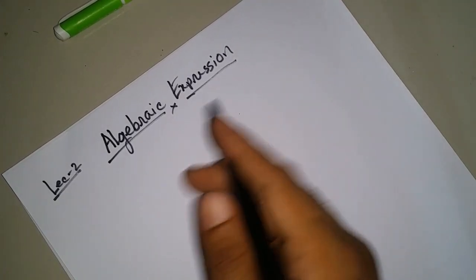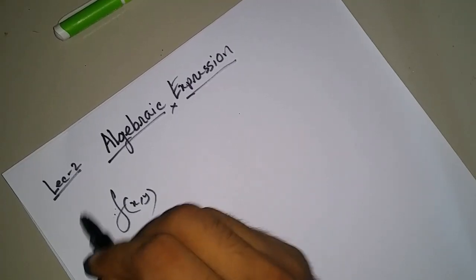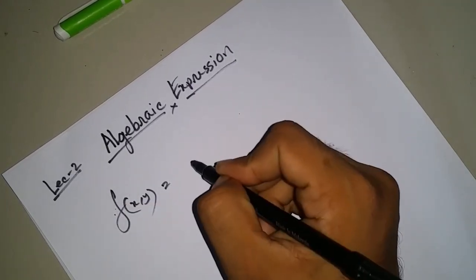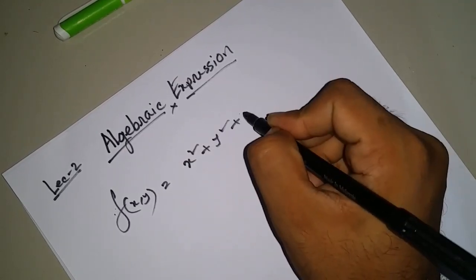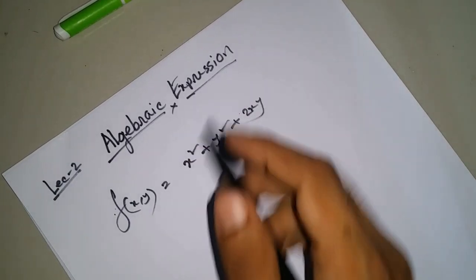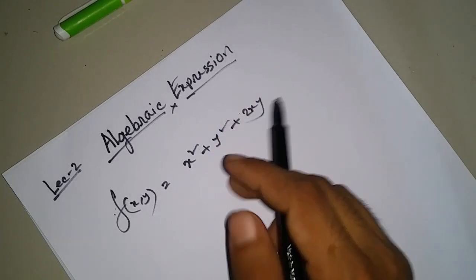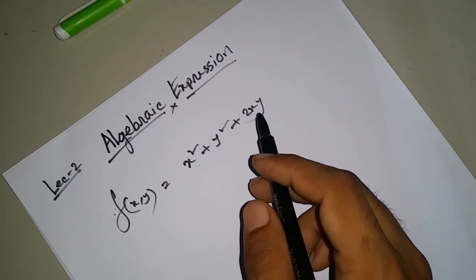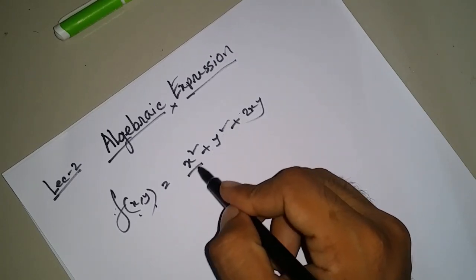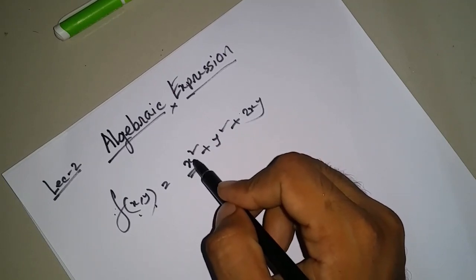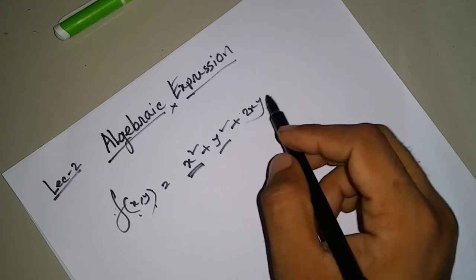Polynomials of 2 variables. If the variables are x and y, an algebraic expression such as x square, y square plus 2xy is an example of a polynomial of two variables. Here the variables are x and y, and the degree of this term is 2. The degree of this term is also 2.